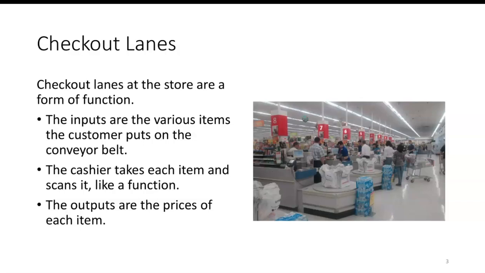So, for example, a checkout lane at a store is a form of a function. The inputs are the various items the customer puts on the conveyor belt. The cashier takes each item and scans it, like a function would. And then the outputs are the prices of each item. Functions work the same way.